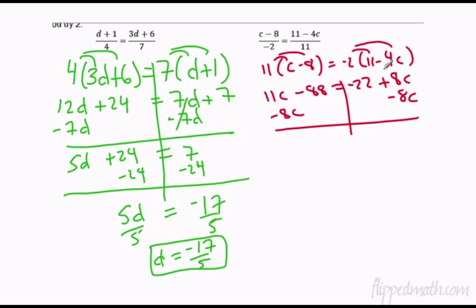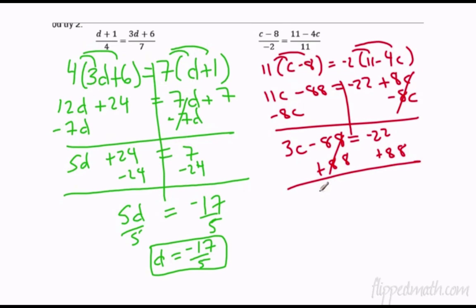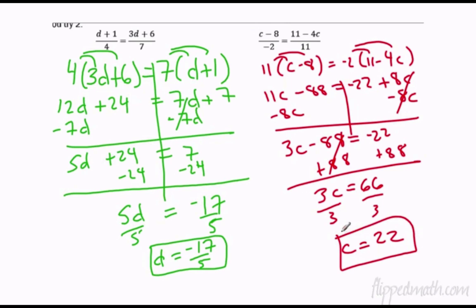Remember, we got variables on both sides. You want to get rid of the smaller one. So they're going to cancel out. What do we get? 11c minus 8c is 3c minus 88. The equal sign, negative 22. We want to add 88 to both sides. Two-step equation here. And we get 3c equals 66. Beautiful. Divide by 3, and c will equal 22. Perfect. Well, that was easy enough.